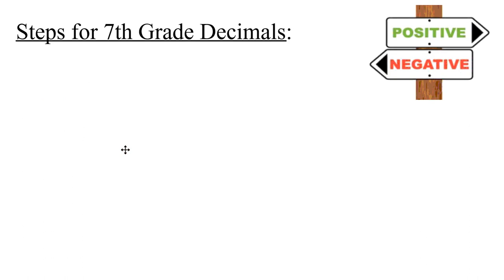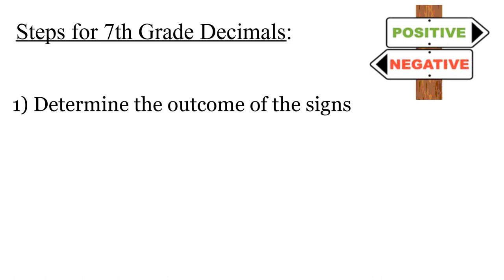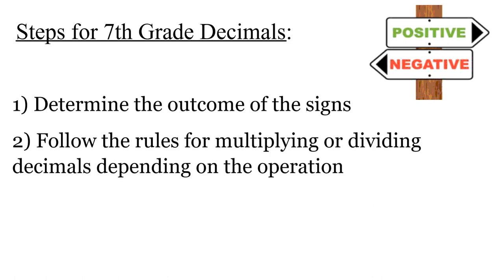So what then becomes our steps for when we do decimals in 7th grade, when we're including positives and negatives? First thing you do is just determine the outcome of the signs. So look at the problem and see what's happening. If you see two positive numbers, you know your answer is positive. Two negative numbers, you know your answer is negative. If you have one of each, oops, I'm sorry, I just misspoke. If you have two positives or two negatives, they will both be positive. If you have one of each, it is going to be negative. So follow the rules for multiplying or dividing decimals depending on the operation after that.